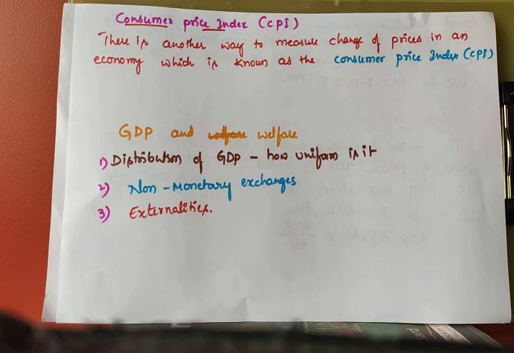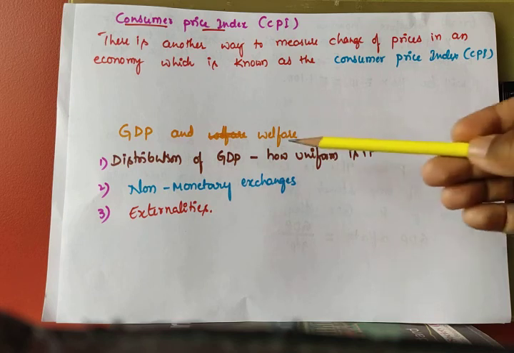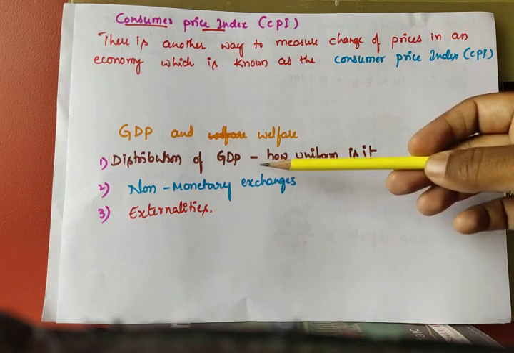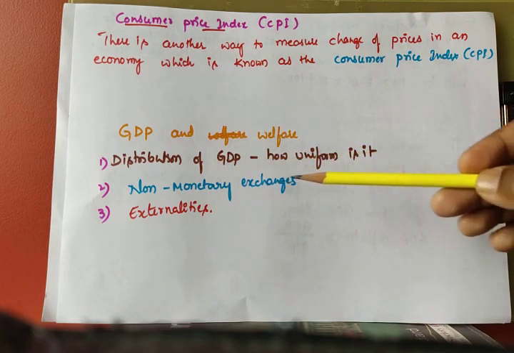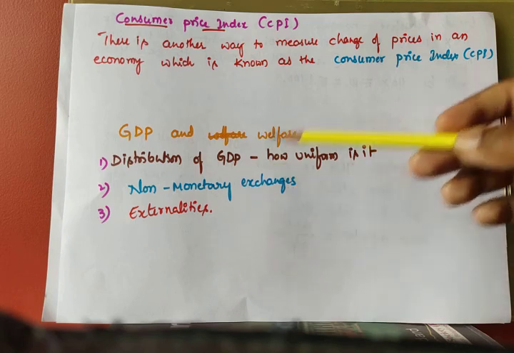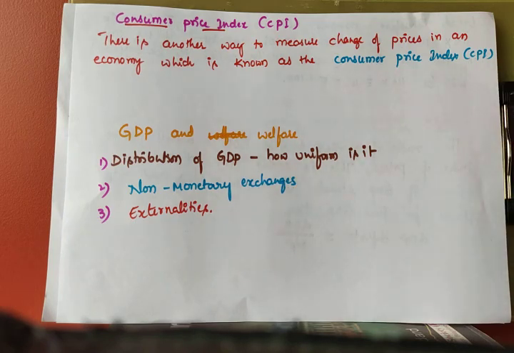To discuss that, we have to understand these three points: distribution of GDP, how uniform it is, and non-monetary exchanges, and also externalities. We have to discuss these points to understand whether GDP is a perfect barometer or perfect instrument to check the welfare of the country or the welfare of the people. So that we will discuss in the next class.